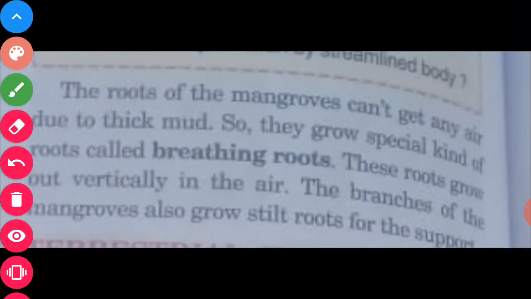The roots of the mangroves cannot get any air due to thick mud. So they grow a special kind of roots called breathing roots. These breathing roots grow out vertically in the air.